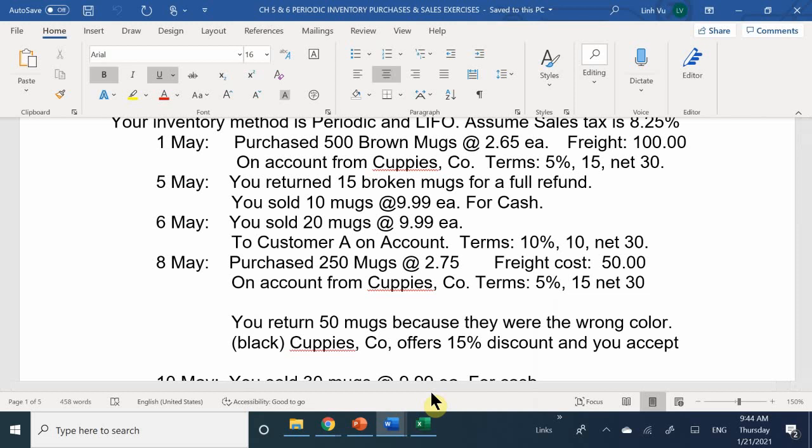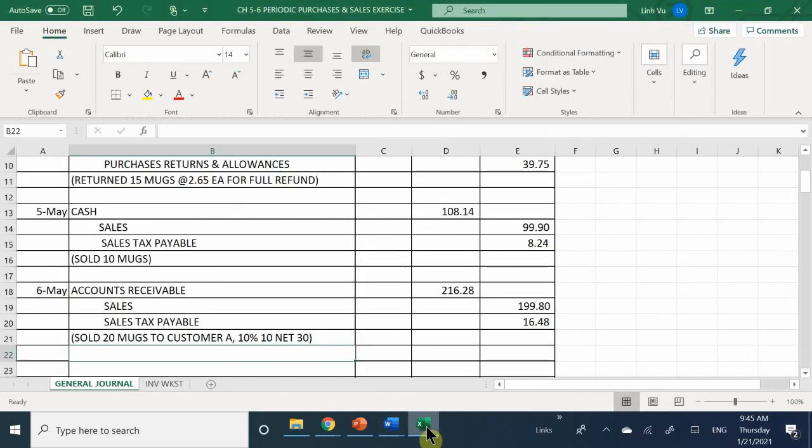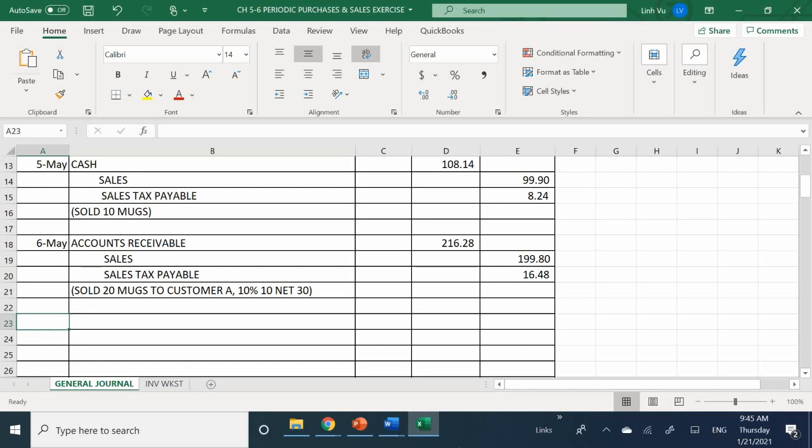All right. So then on May 8th, we purchased another 250 mugs at $2.75 each, freight costing you $50. On an account from Cuppy's Co. And they gave us terms of 5%, 15, net 30. So, how do I journalize this right here? Purchase expense. Good. So, this was on May 8th.